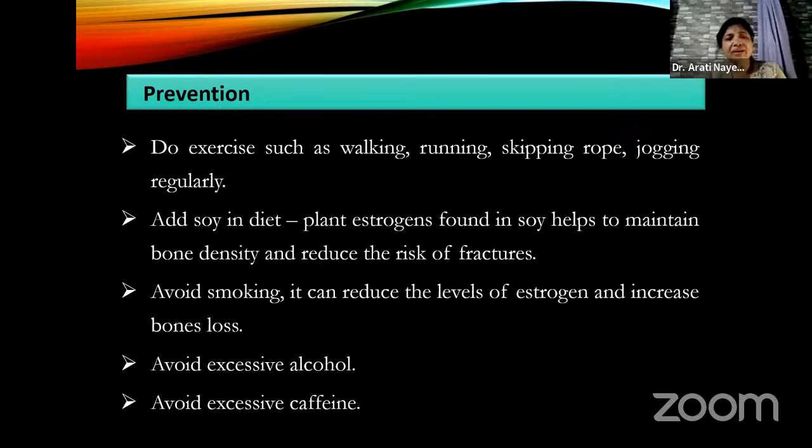So how to prevent osteoporosis? We have to do exercise such as walking, running, skipping rope, jogging regularly, and add soya in the diet. Plant estrogen found in soya helps to maintain bone density and reduce the risk of fractures. Avoid smoking. It can reduce the levels of estrogen and increase bone loss. And avoid alcohol and caffeine intake.